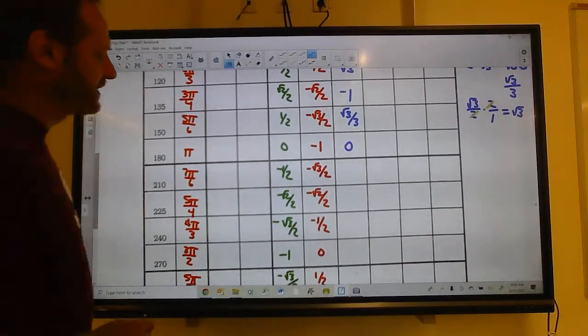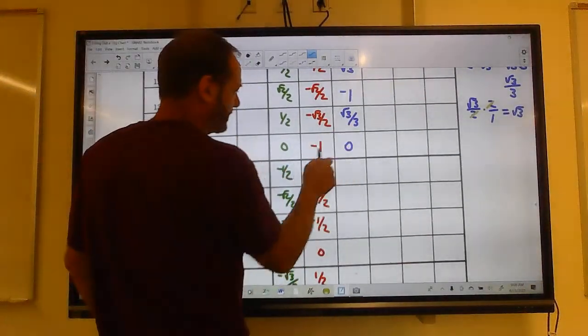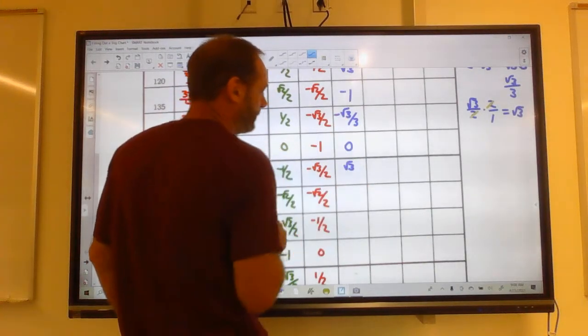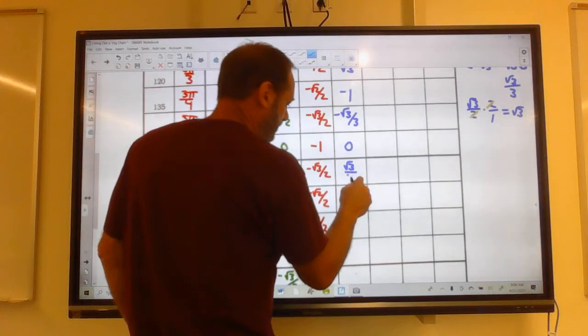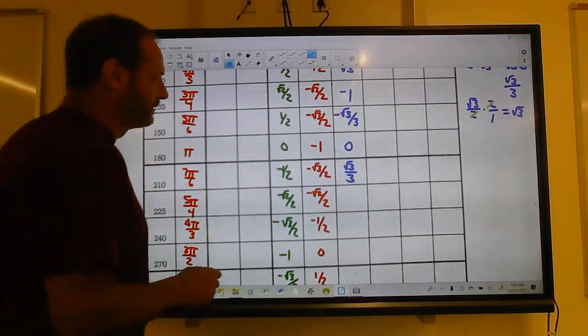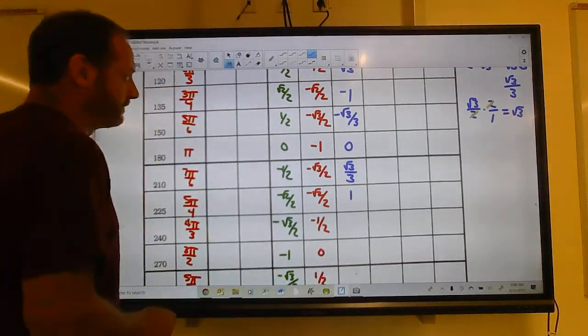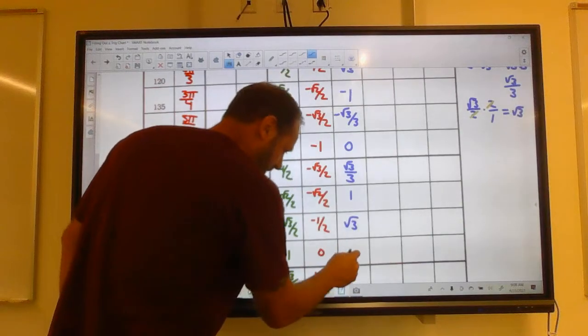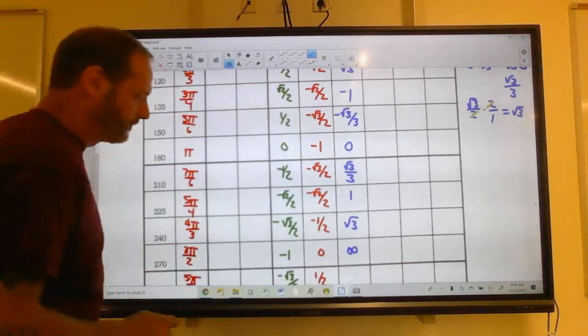Now, it's going to be the same numbers again. So this is going to be the same as this. Whoops, that's negative 1, by the way. Square root of 3 over 3. But this time it's positive because it's negative divided by negative. This is going to be 1 again. This is going to be square root of 3. And again, we're undefined right here.